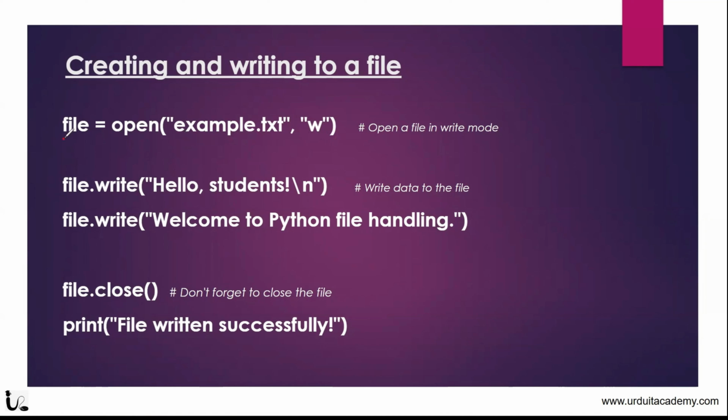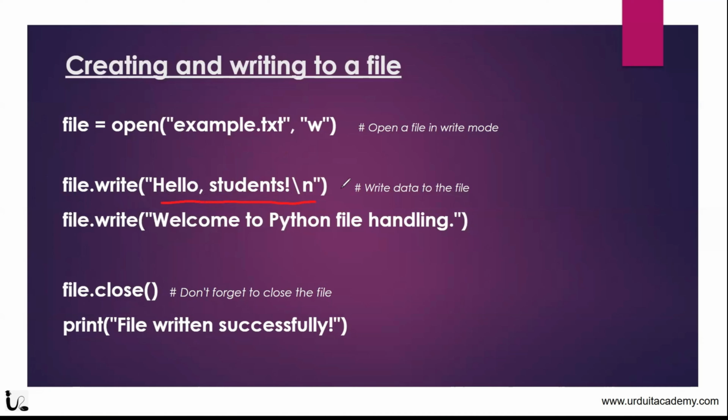Now file is the object. Using this object, this example file will be open for the writing purpose. Now to write data into the file, we need to add file.write. File means this object which we have just created. Using the write function, we can write. Here I'm writing a string, hello students \n, which means after writing hello students, the cursor will go to the next line.